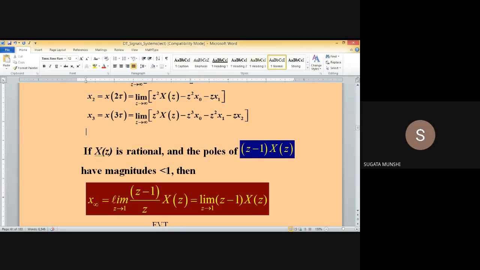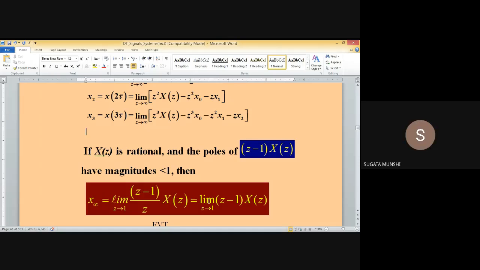Why am I writing that the poles of z to the power minus 1 into x(z) have magnitudes less than 1? Then the final value of x(n) can be obtained simply by introducing this limit, z tending to infinity, (z minus 1) by z times x(z).